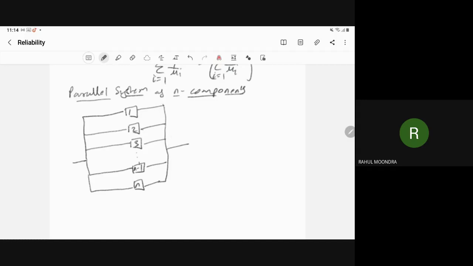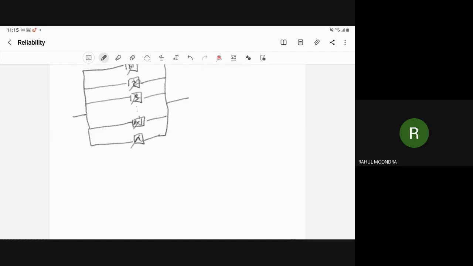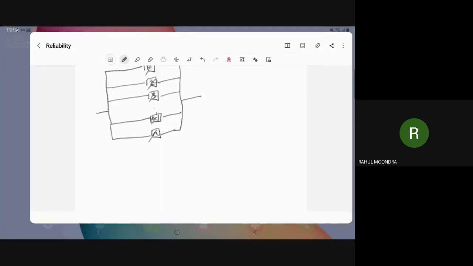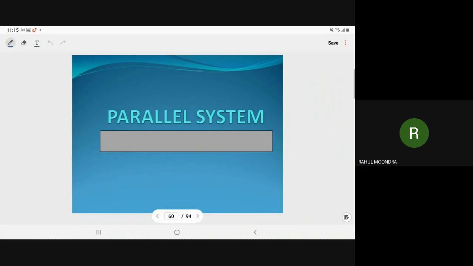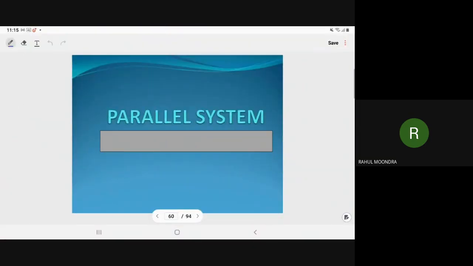And what is the benefit of this parallel arrangement? The whole system will fail only when all components fail. Means if the first fails, then second fails, then third fails, then fourth fails, then all fail. So when all have failed, only then will we say the system has failed. So in general, in houses, we have a fuse system like this. Just failing of one fuse does not necessarily fail the electricity in the whole house. Generally, we have the failure in one room only. So here we have the parallel system.